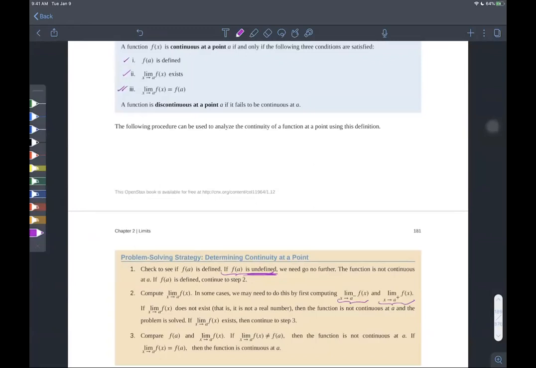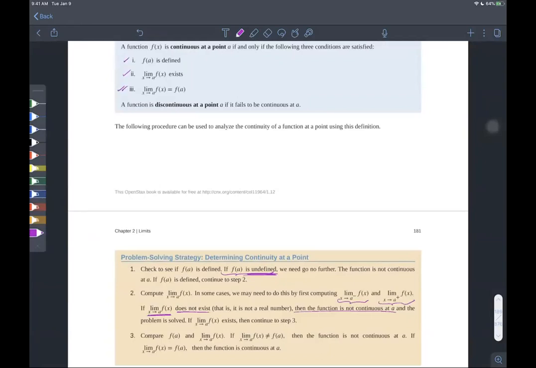So let's continue reading. If the limit as x approaches A of f of x does not exist, that is, not a real number, then the function is not continuous at A, and the problem is solved. Right? Again, if the limit does not exist, then condition 2 is not satisfied. All three of the conditions need to be satisfied. So if the limit does not exist, then you can stop. And you can determine that the function is not continuous there.